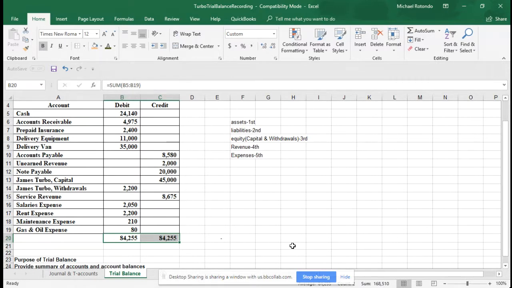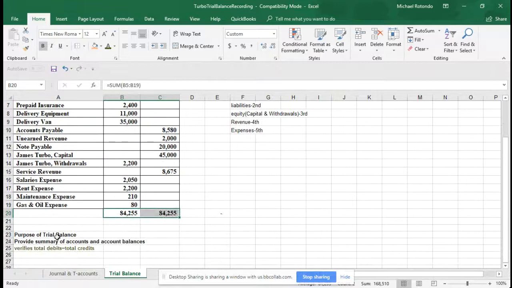Okay, so you can see that it's very easy to make an error while you're posting, and you can see that having the trial balance is very important because of that. Okay, so yes, it does provide a summary of accounts and account balances, but more importantly, it verifies total debits equal total credits. Thank you very much for your attention.